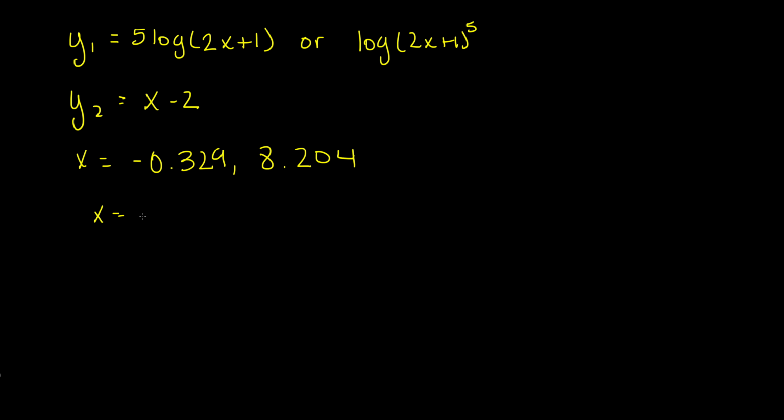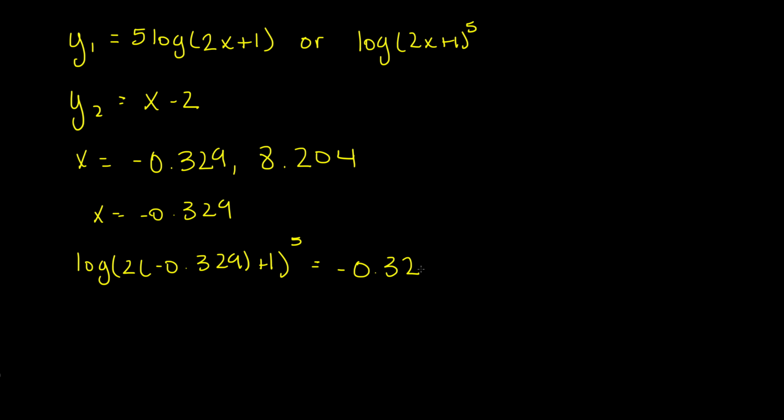So I'm going to try the negative 0.329. So x equals negative 0.329. So we have log of 2 times negative 0.329 plus 1 to the fifth power. Does this truly equal? I mean, it should. That's where they intersect. But we have to make sure that all the laws and properties are met. And we get this to be negative 2.329. Does this truly equal this? Yes, it does. Negative 2.329. So one of my true solutions is x equals negative 0.329, approximately.